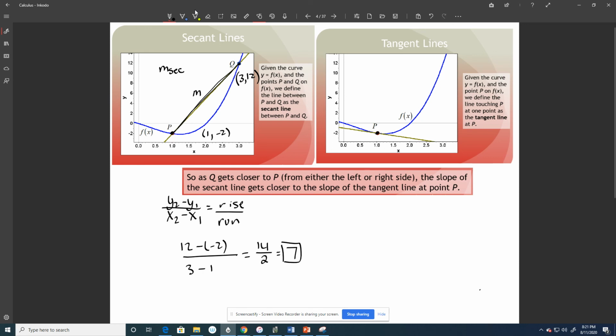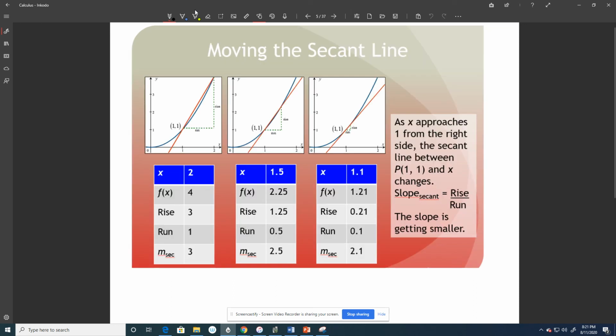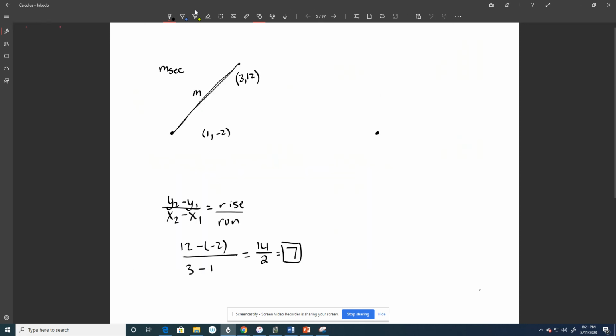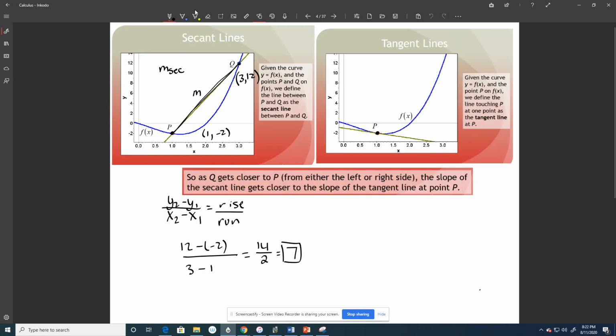For now, the best thing that we can do is take these 2 points and move them closer and closer and closer together. And as we move them closer together, the slope between those 2 points is going to get closer and closer to the slope of my tangent line. As my points get closer and closer together, my slope is going to get closer to what I'm looking for.